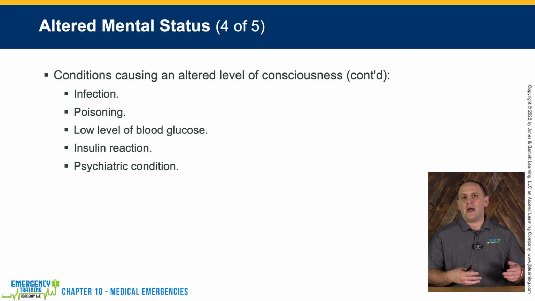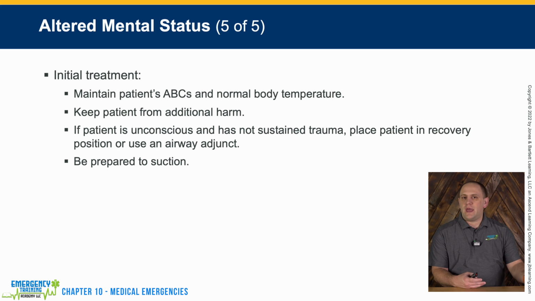So try and rule out some of these, try and figure out which one it could be. But in the end, as long as we're treating symptoms, then we're helping out our patients. So our initial treatment for any of these altered mental status neurological issues is going to be maintaining their airway, breathing, and circulation like we do with all of our patients, maintaining a normal body temperature. We want to keep them safe from additional harm. This could mean that we need additional resources to help us. Maybe we need to keep bystanders away. Maybe we need to move things away from the patient so that they don't hurt themselves.